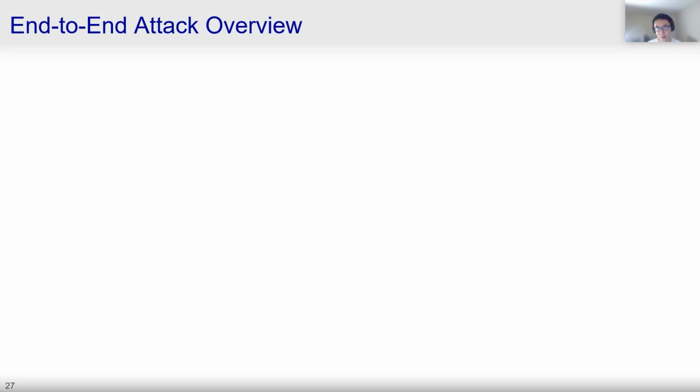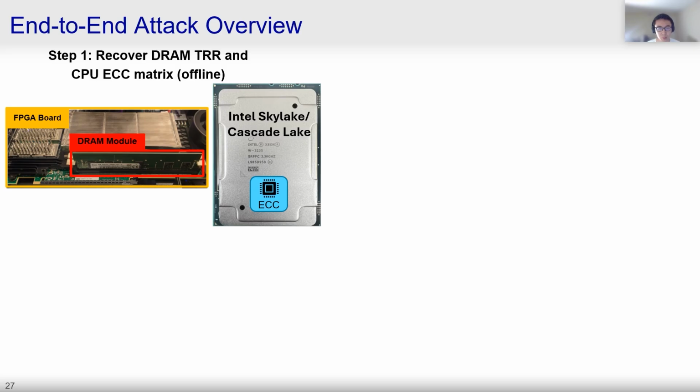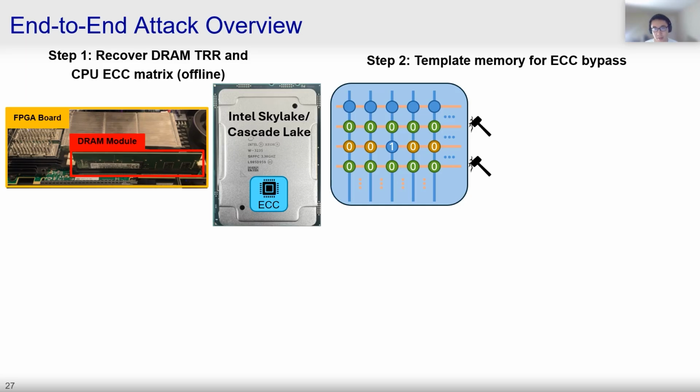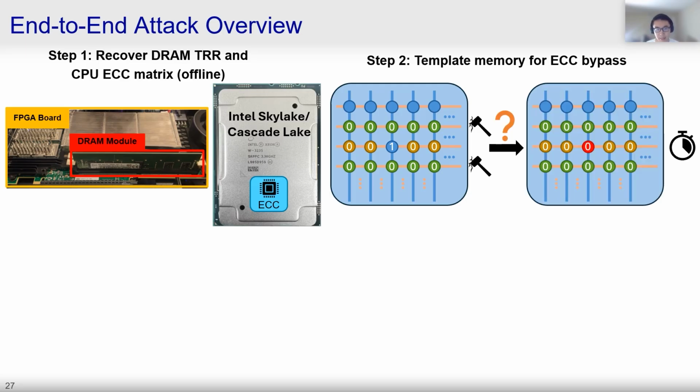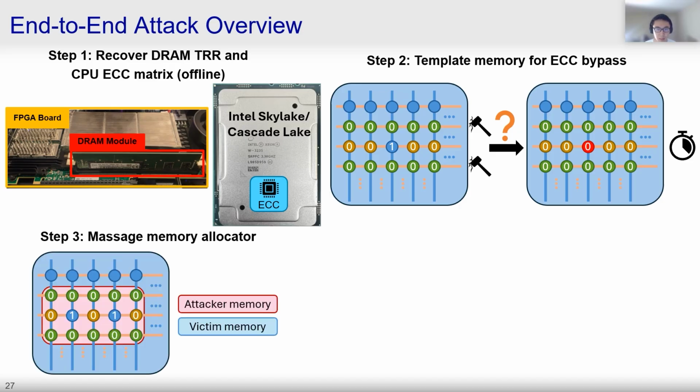Finally, we are able to build a practical Rowhammer end-to-end attack. The first step is to recover the DRAM TRR and the CPU ECC matrix. This is done offline. Then, on the real victim server, we use Rowhammer to tamper with the DIMM to find any useful location for ECC bypass. We use the timing side channel to detect single bit flips. The next step is to let the victim program place its memory on the real victim DRAM row. We are using a technique called memory allocator massaging.